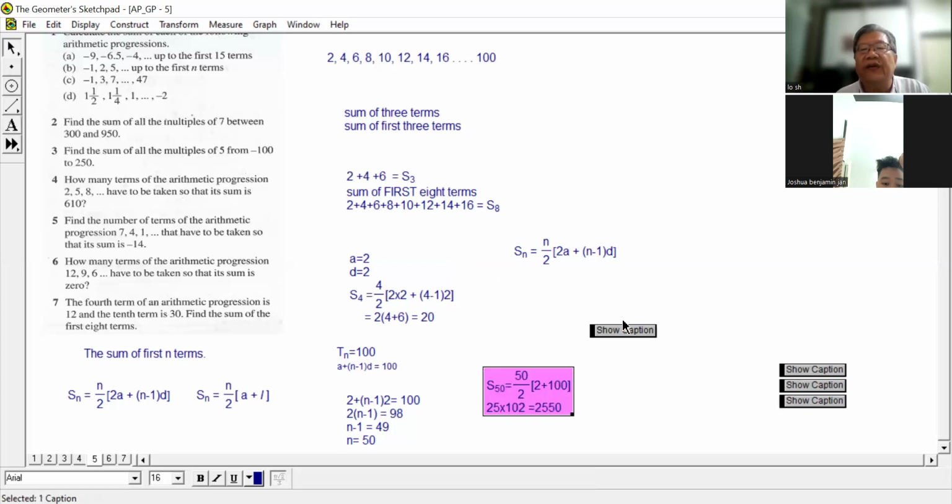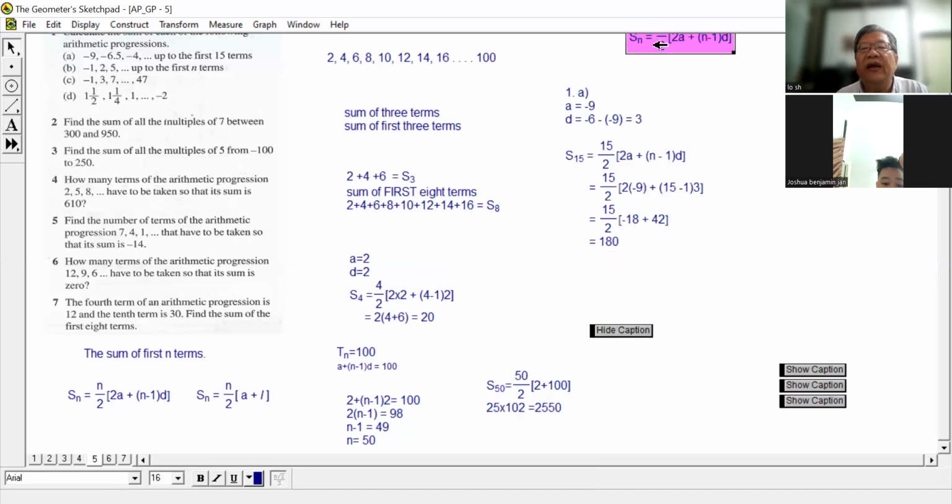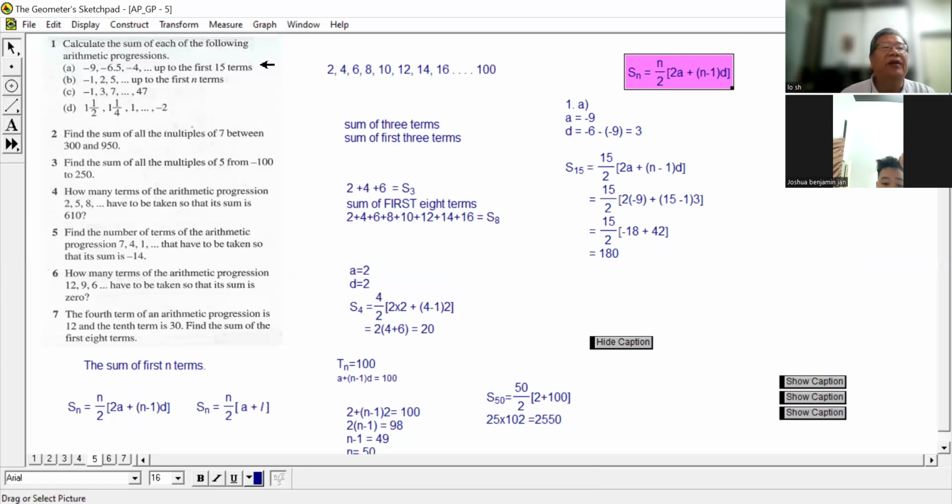So everything is correct, and we go on to question number 1. You read question number 1 and see. Calculate the sum of each of the following arithmetic progressions. Okay, so question number 1a. Can you tell me what is a?